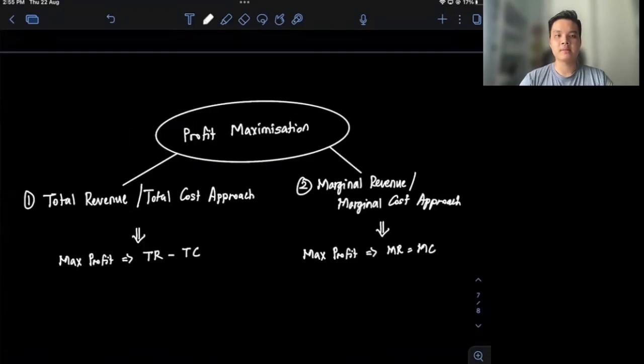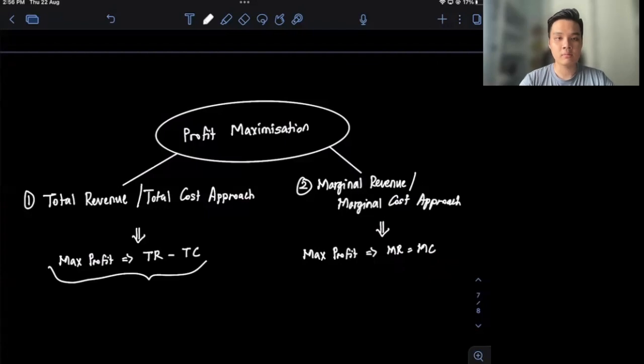There are two key approaches to maximizing your profits or minimizing your losses. The first approach is what we call a total revenue, total cost approach. And the second approach is a marginal revenue, marginal cost approach. The total revenue, total cost approach is quite simple, and it is based on this equation over here, whereby to maximize your profits, you want to take your total revenues and minus your total cost.